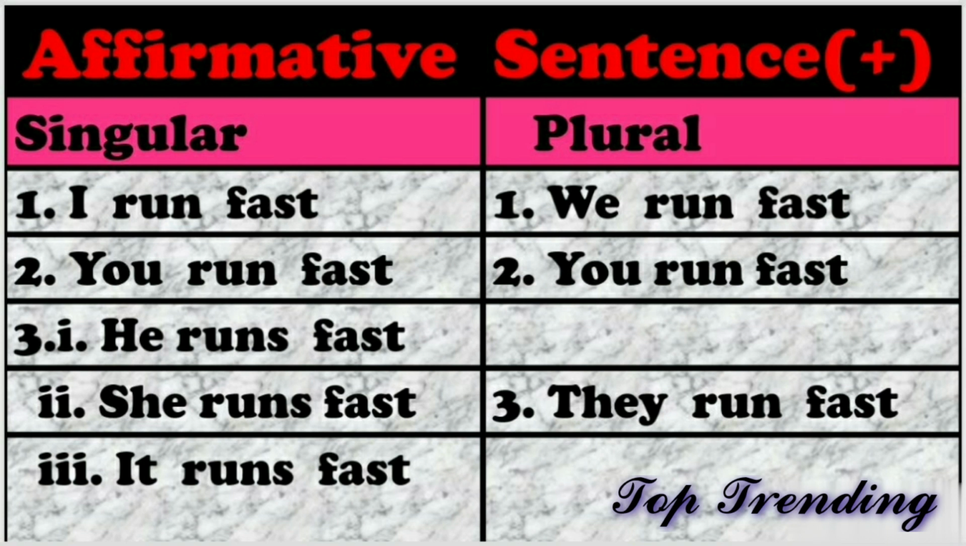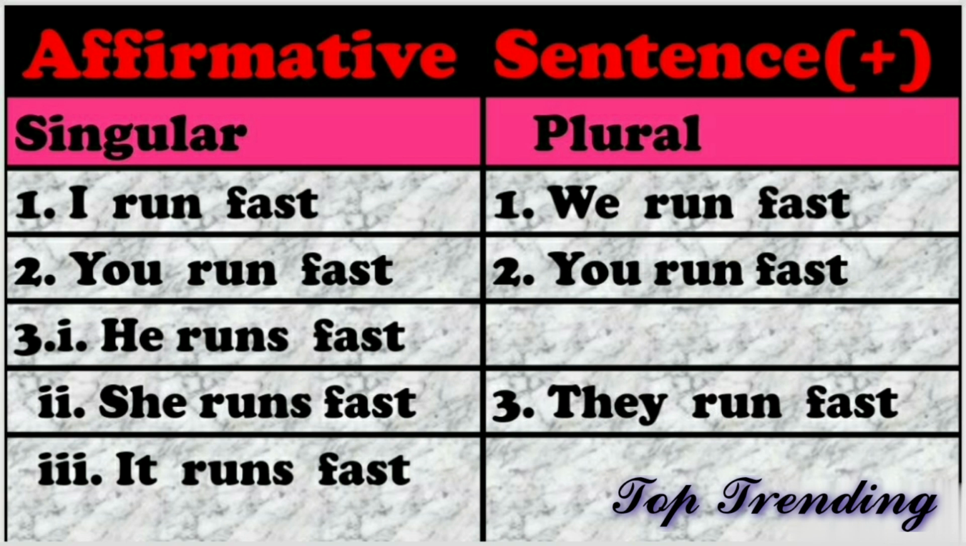I run fast. Here, I is the subject, run is a verb, and fast is an adverb. It means there is no object here. The plural form of this is we run fast. Next one, you run fast. It changes to you run fast. Same.